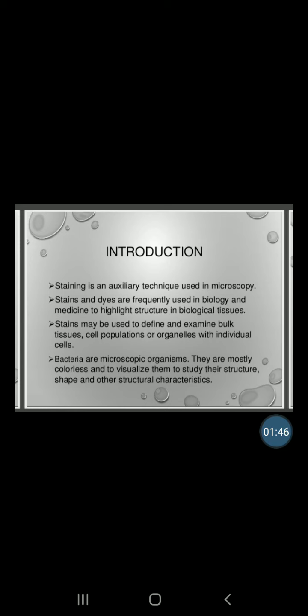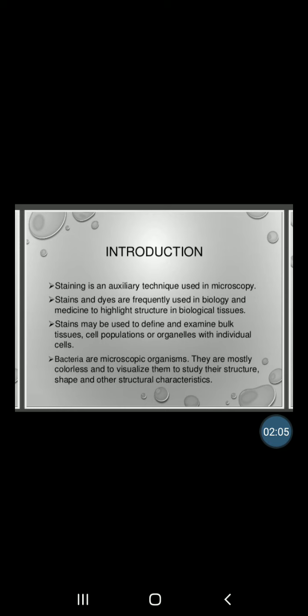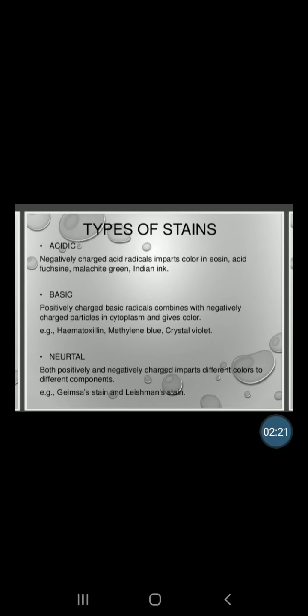Keep in mind, bacteria are microscopic organisms. They are mostly colorless, and to visualize them, to study their structure, shape and other structural characteristics, it requires what? A microscope. As I'm saying, bacteria are microscopic organisms. Then we will see the types of stain.